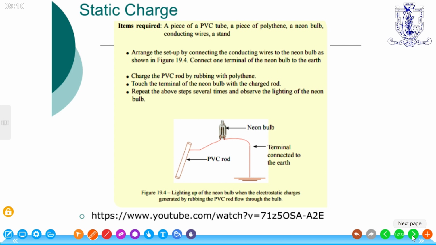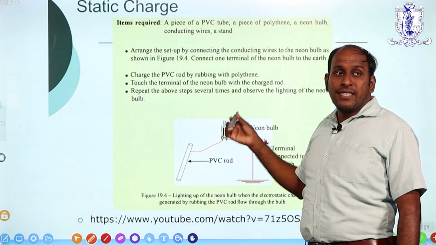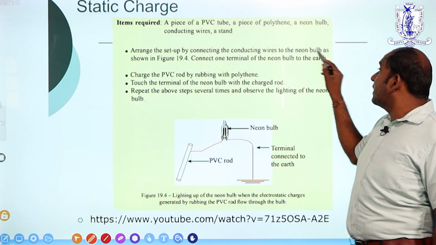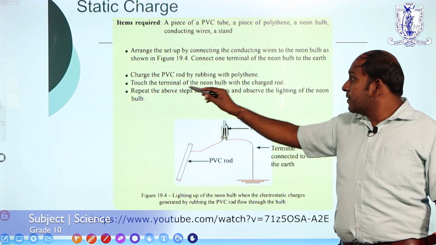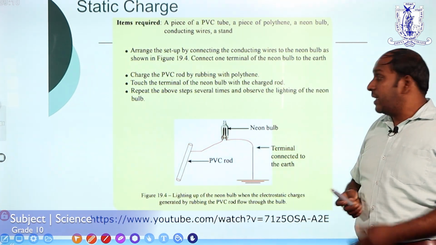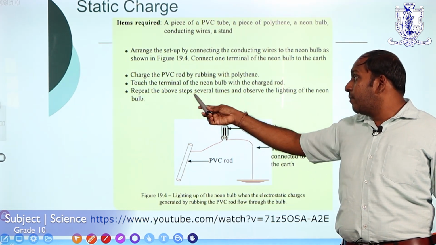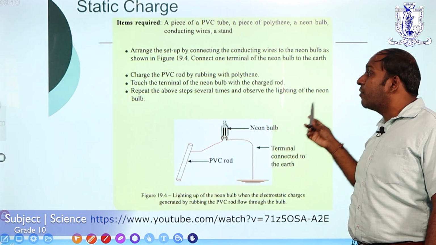And static charges are created. The simple experiment is also there in your textbooks, with a piece of PVC tube and polythene bag, a neon bulb, and conducting wires. This is simply the neon bulb, the tester is also there. Here they arranged the set up, connecting the conducting wires of the neon bulb, and the PVC is wrapped with a polythene, and touch the terminal of the neon bulb to the charged rod, repeat the above steps several times, and observe the lighting of the neon bulb.